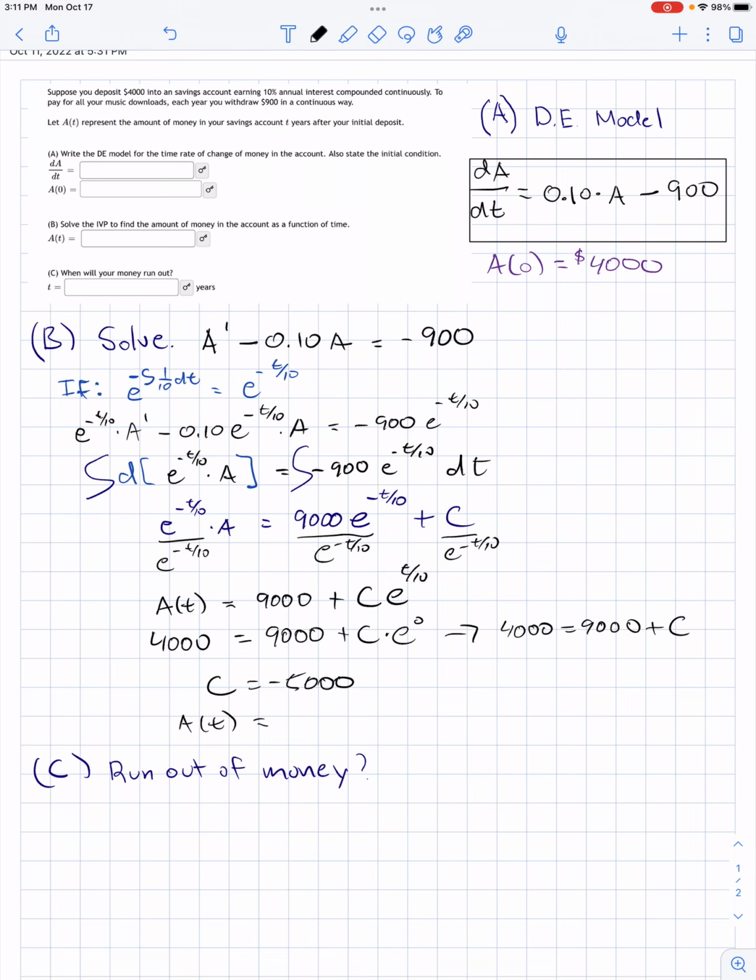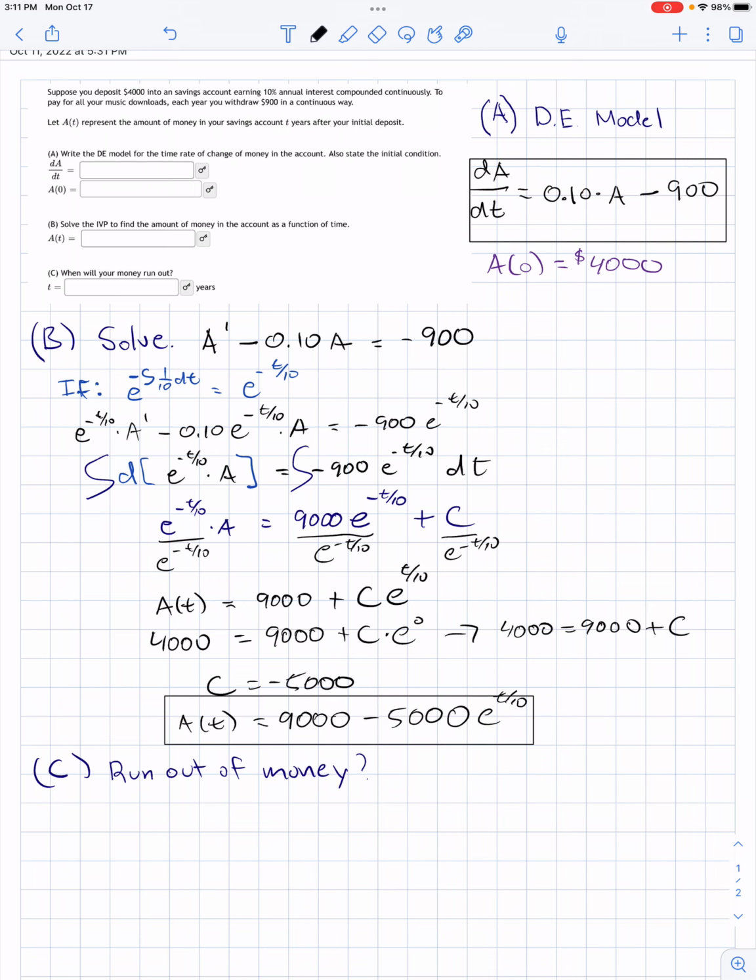And so our wonderful solution looks like 9,000 minus 5,000 e to the t over 10. And I'm going to box that, because that pretty much we can use for however long we want to plug in any value of time to see how much money we will have left.